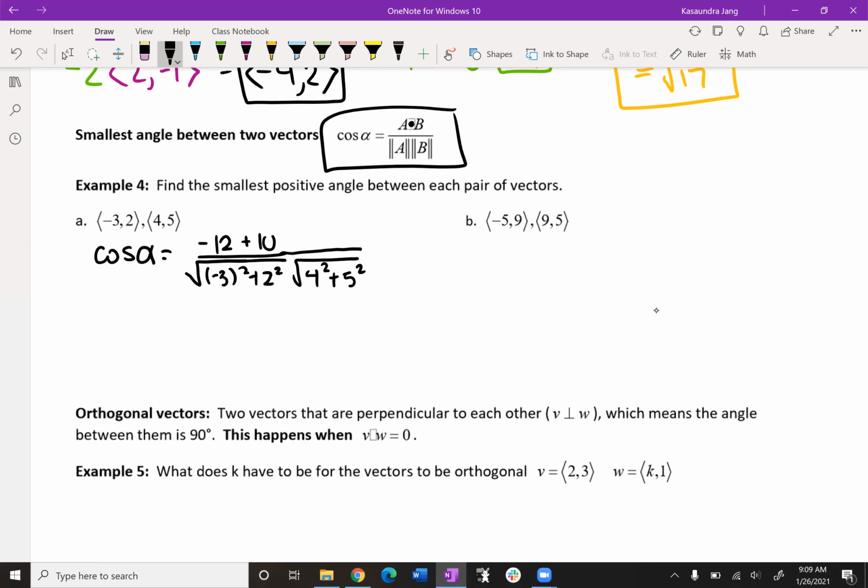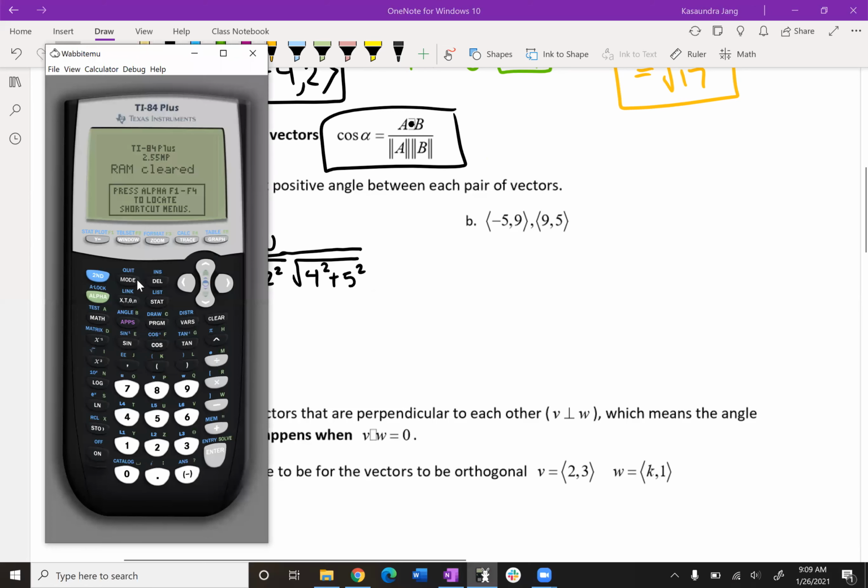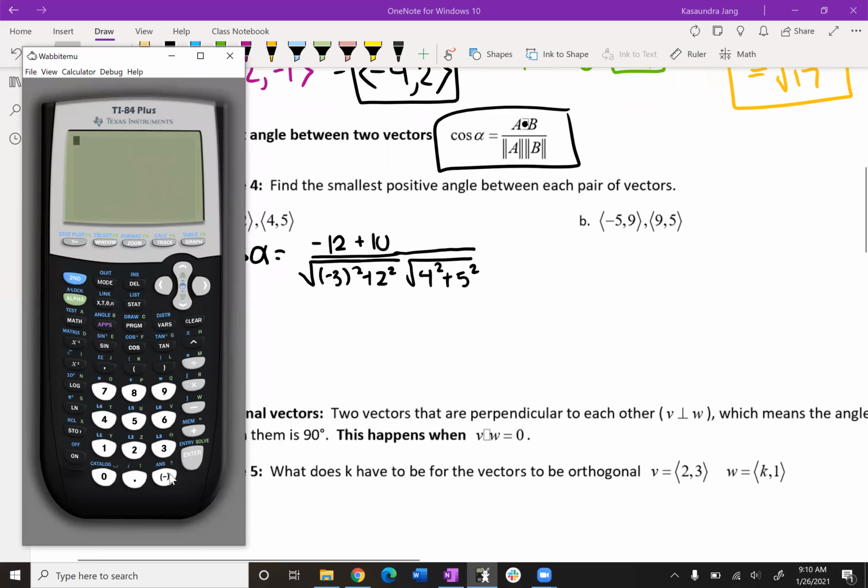All right. Honestly, this is really messy, but doesn't cosine usually equal these messy numbers? And then we do the inverse cosine to get our alpha. So whatever calculator you've got, let's bust that out. Make sure we are in degree mode, first of all.